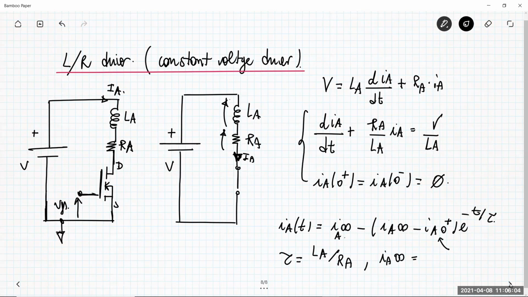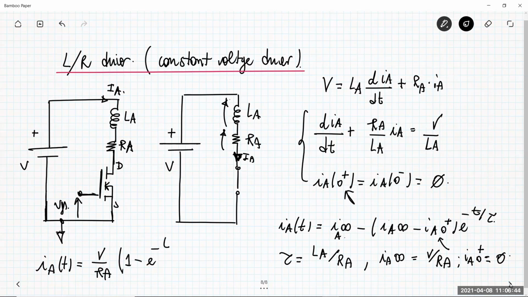IA at infinite time is the current that flows when you wait for t infinite, and so this is V over RA. And the current at 0 plus is no more than this one, so it is 0. So my solution is that the current IA is something like V over RA times (1 minus e to the minus t over tau).